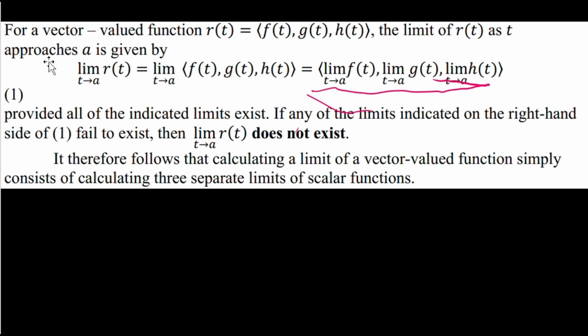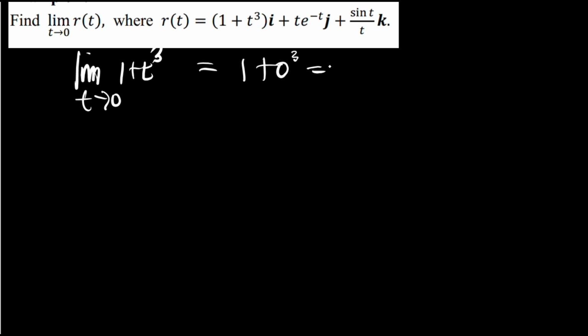Let's look at the first question. We have to find the limit of this vector function, which is defined as 1 plus t cubed i, t e exponent negative t j, and sine t over t k. So we'll find the limit of the individual component functions. Lim 1 plus t cubed as t approaches 0 will just be 1 plus 0 cubed, which will yield 1.